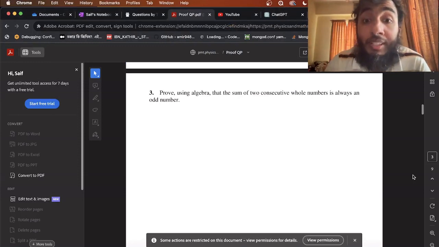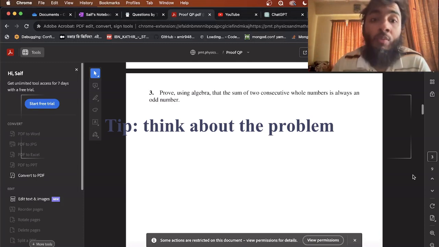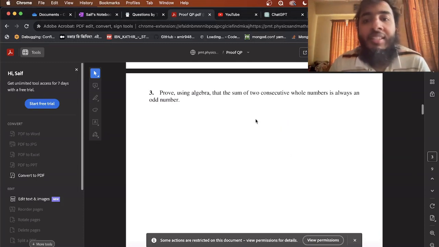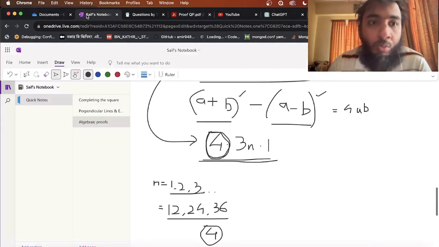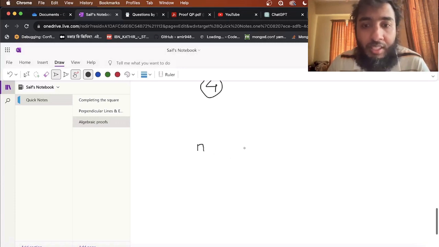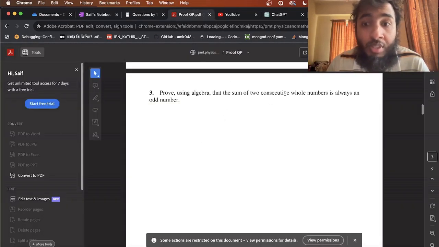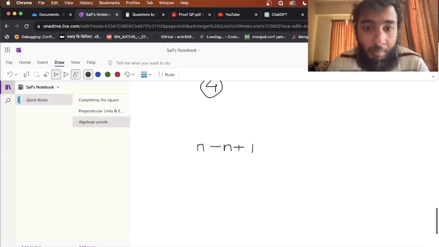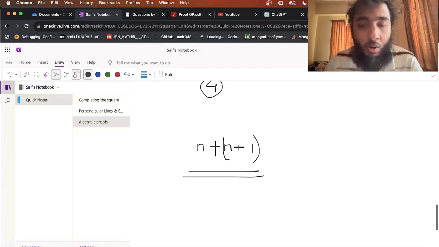Problem number 3 says prove using algebra that the sum of two consecutive whole numbers is always an odd number. So what is the sum of two consecutive whole numbers? So if I go to my notepad and use my pen tool, let's say one number is represented by n. So what is the immediate next number after n? n plus 1, right? So the sum of two consecutive whole numbers, this expression will always be an odd number.